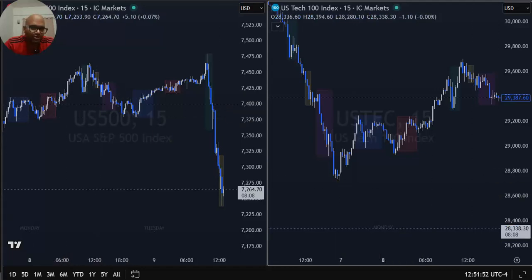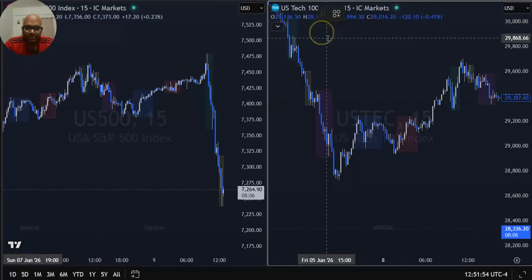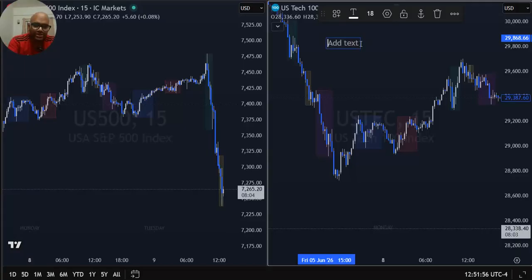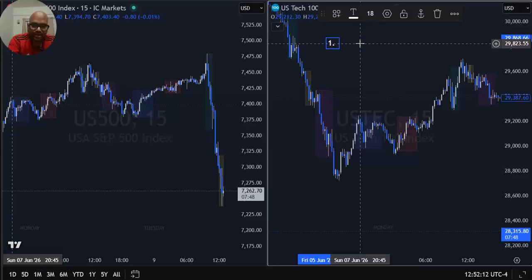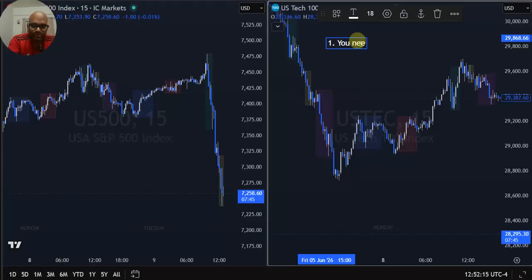So the components of this strategy, let's write it one by one. The first and the most important component is that you need to have a direction, right? So we are not trading any reversal here. We are not trading any kind of breakouts. We are only trading the pullbacks. So first condition is that you need to have an impulsive leg, right?